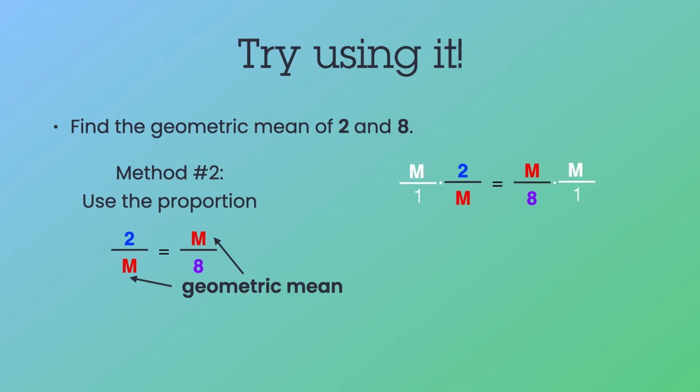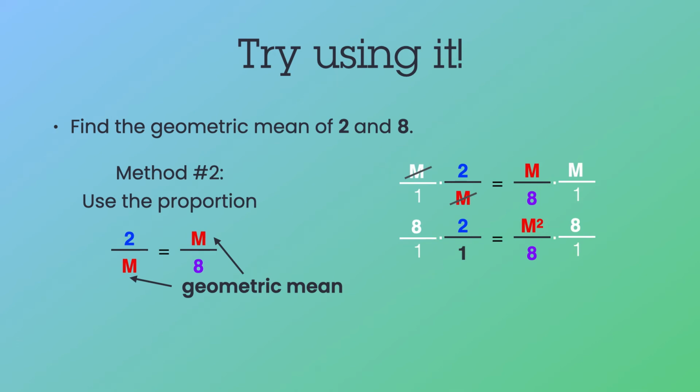I'm going to multiply both sides by m over 1. So on the left side, my m's will cancel. On the right side, we'll end up with m times m, which is m squared. And we haven't done anything with the 8 or the 2 yet. But now I still don't like the fraction with the 8. So let's multiply both sides by 8 over 1.